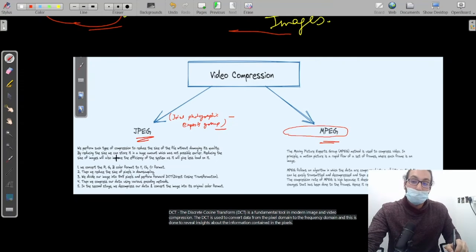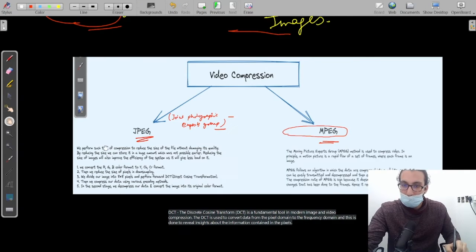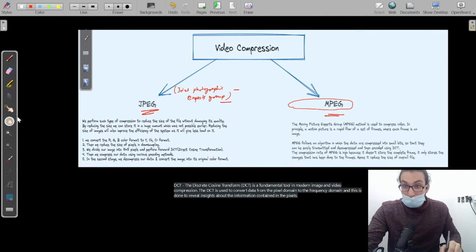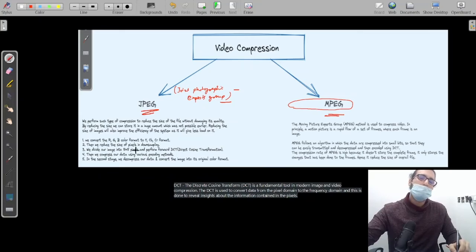And by reducing the size, we can store it in huge amounts, which was not earlier possible. Reducing the size of images will also improve the efficiency of the system, as it will get less load on it. Self-explanatory. Then, how do we do it? We convert the RGB, red, green, blue, color into Y, Cb and Cr format, luminance, blue chrominance and red chrominance, because they take less space and are very good for the eyes.